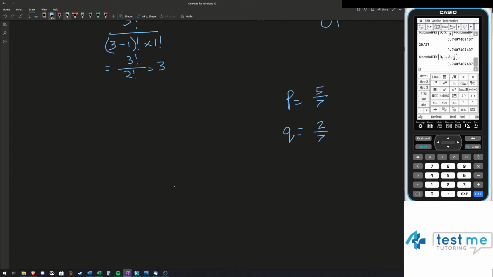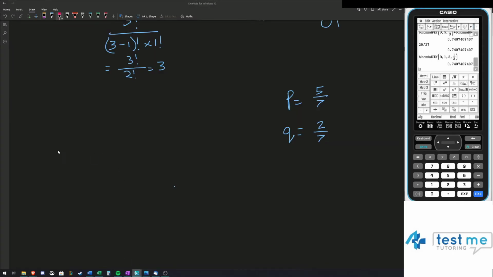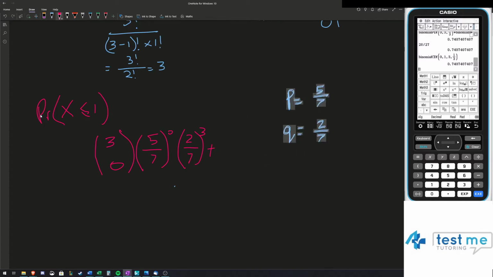So the way we set up these equations, again, for anyone who's doing this at a later date: it was 1 time or less out of 3 rolls. So we want the probability of X is less than or equal to 1. So we set this up. We go 3 rolls and 0 successes because it's less than or equal to 1. Success is 5 over 7 to the power of 0, and 2 over 7 cubed. I don't know if you guys can see the lag, but it's odd. Plus then, almost got me. Up you go.